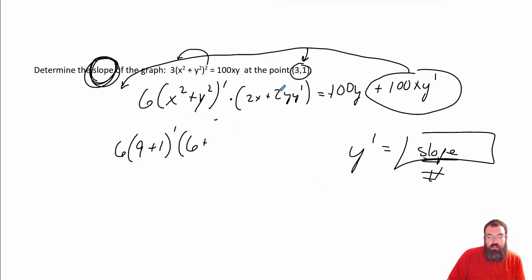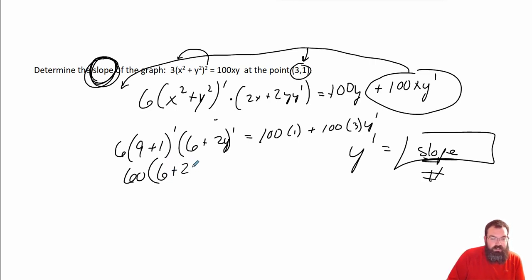So 2y times y prime, that is just going to be 2 y prime equals 100 times 1 plus 100 times 3 y prime. So we get 6 times 10 is 60. Sorry, I'm discombobulated. My daughter's screaming in the background, so I'm sorry. Times 6 plus 2y prime equals 100 plus 300 y prime.